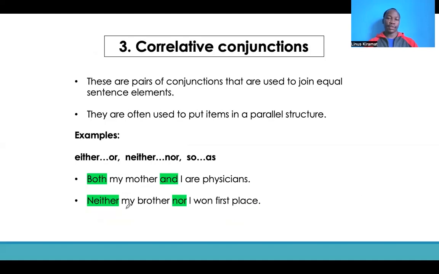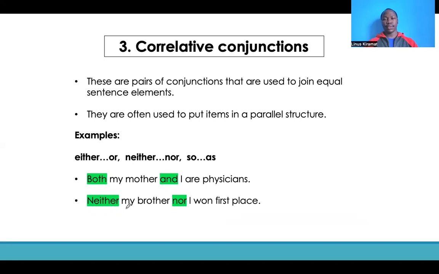Lastly, we have correlative conjunctions. These types of conjunctions are used to join equal sentence elements. They are often used to put items in a parallel structure. So anytime you identify that a correlative conjunction is used in a sentence, most likely they're testing for parallelism.